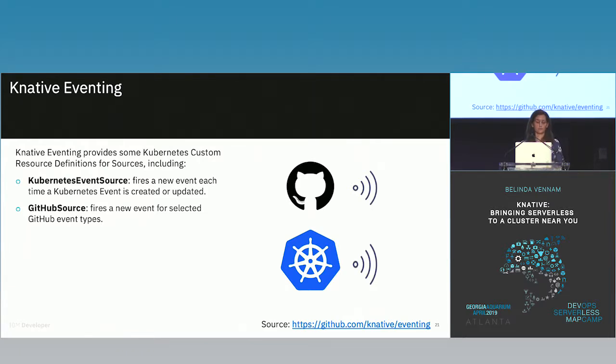With the GitHub source, you could imagine reacting to a GitHub event. Maybe the event is a new push to master, which might kick off your container build, right, using Knative build, and then ultimately you could use Knative serving to deploy that built container.